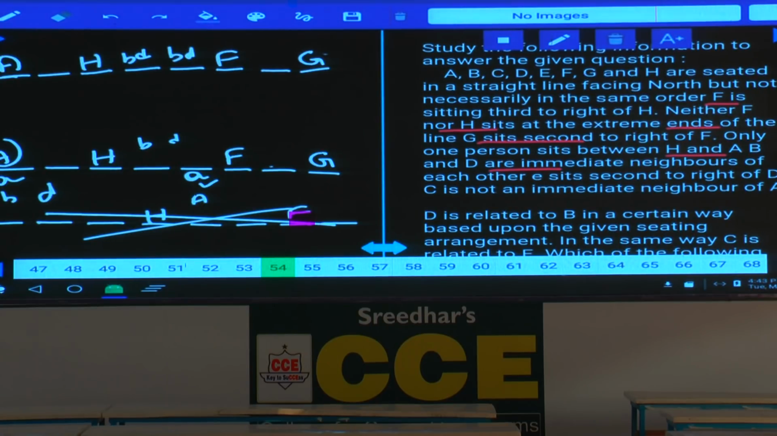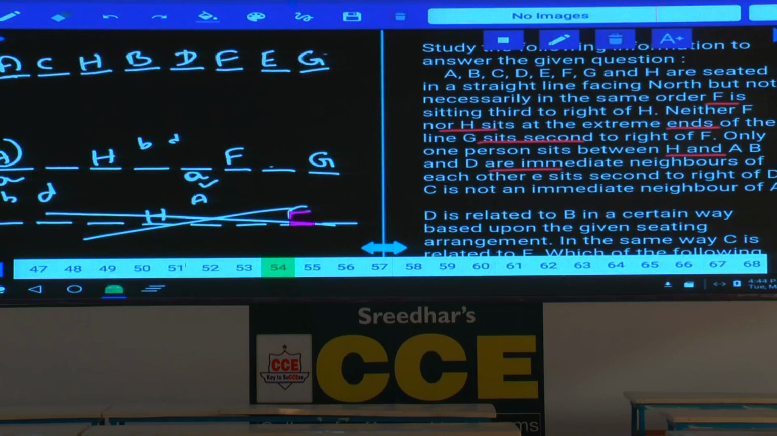B and D are immediate neighbors, and E sits second to the right of D. As E is seated second to the right of D, D will be here. If D is here, B will be here, and E sits second to the right of D, it is valid here. And who is the other person left out? Tell me. Then C is the person left out.